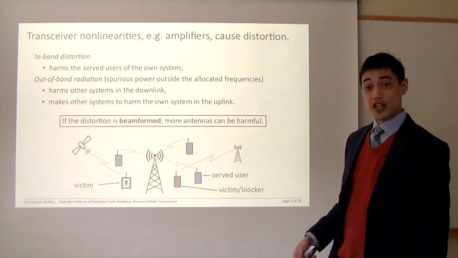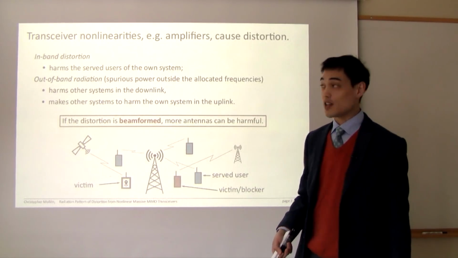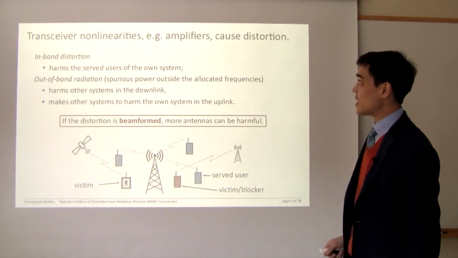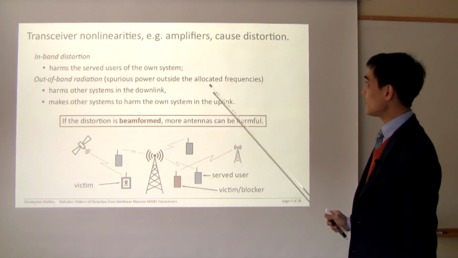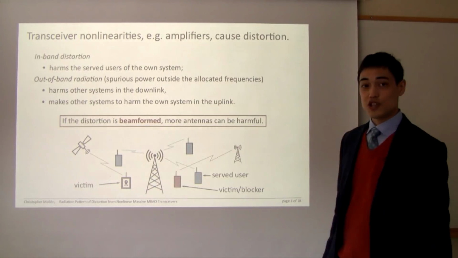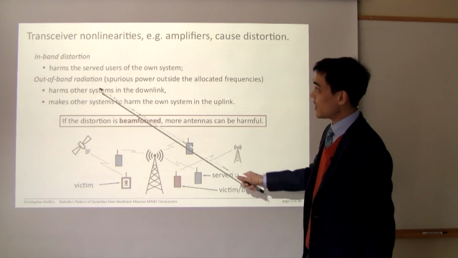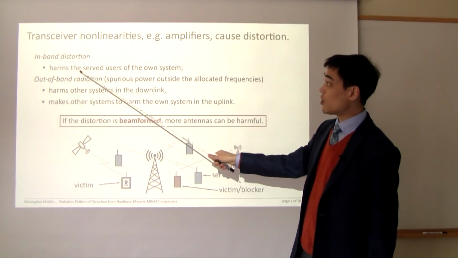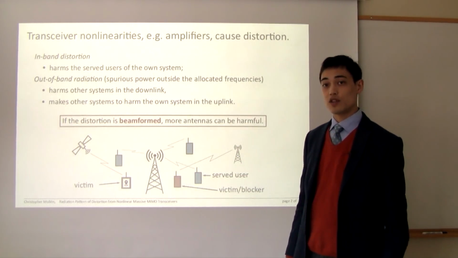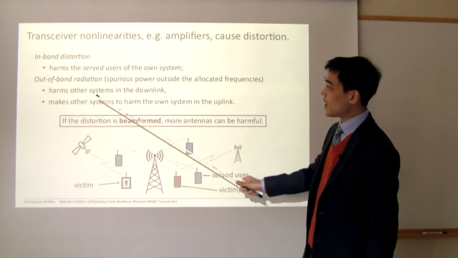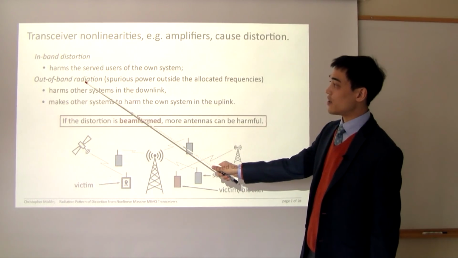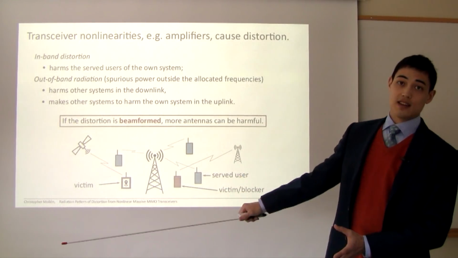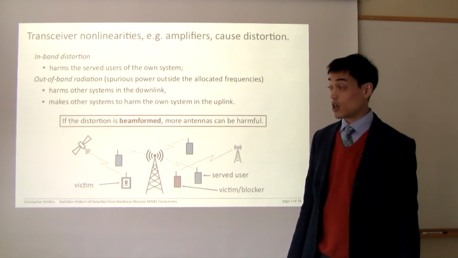So, what are nonlinearities and why are they interesting to study? An example of a nonlinearity in a radio base station would be an amplifier. These nonlinearities cause two types of distortion. One kind we label in-band distortion, and it harms our own system and the performance of the users that we serve. The other type we label out-of-band radiation, because it is the distortion that is created outside the allocated frequency band that we are using.